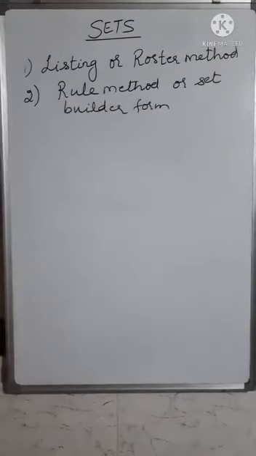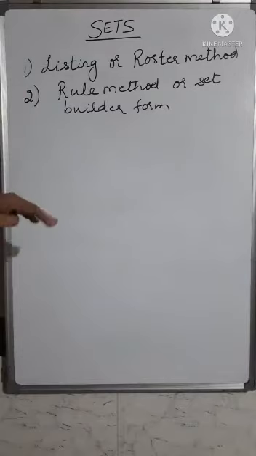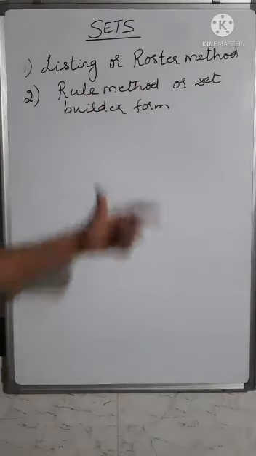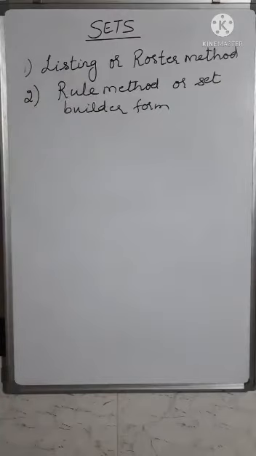So you should learn the method of writing the set by its proper names. In the question a problem will be given and they'll ask you to write it by the listing method, by the roster method, or they may ask for the rule method or set builder form. So by the name you have to know the method of writing the set. The first one is the listing method or roster method. The name itself tells listing. You have to list down the elements of the given set.